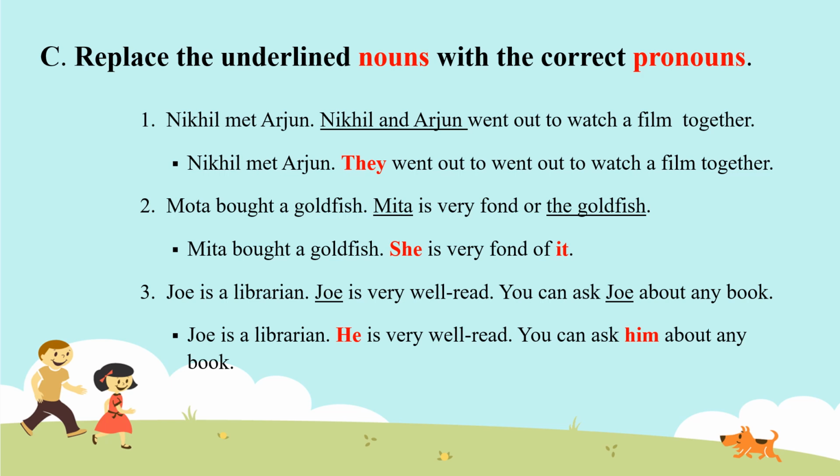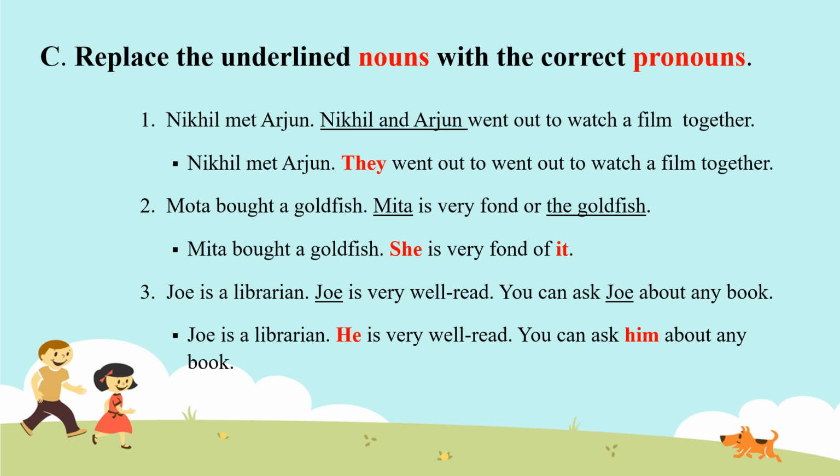Second, Mita bought a goldfish. Mita is very fond of the goldfish. Here we have to replace Mita and the goldfish. Instead of Mita we can use she, and instead of the goldfish, it. So the answer becomes: Mita bought a goldfish. She is very fond of it.